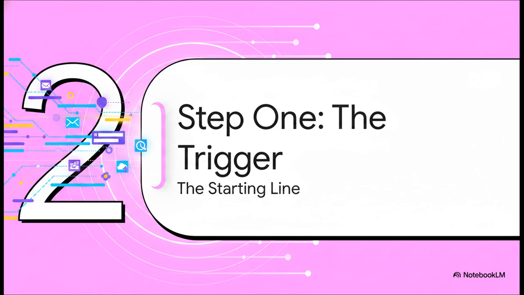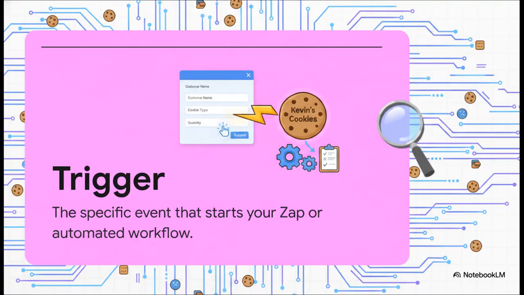Section 2. Step 1, the trigger, where the journey begins. This right here is the first critical piece of our automation puzzle. You can kind of think of it as the starting line. This is where we capture the incoming data from the outside world, so our automated system knows, hey, it's time to wake up and get to work.